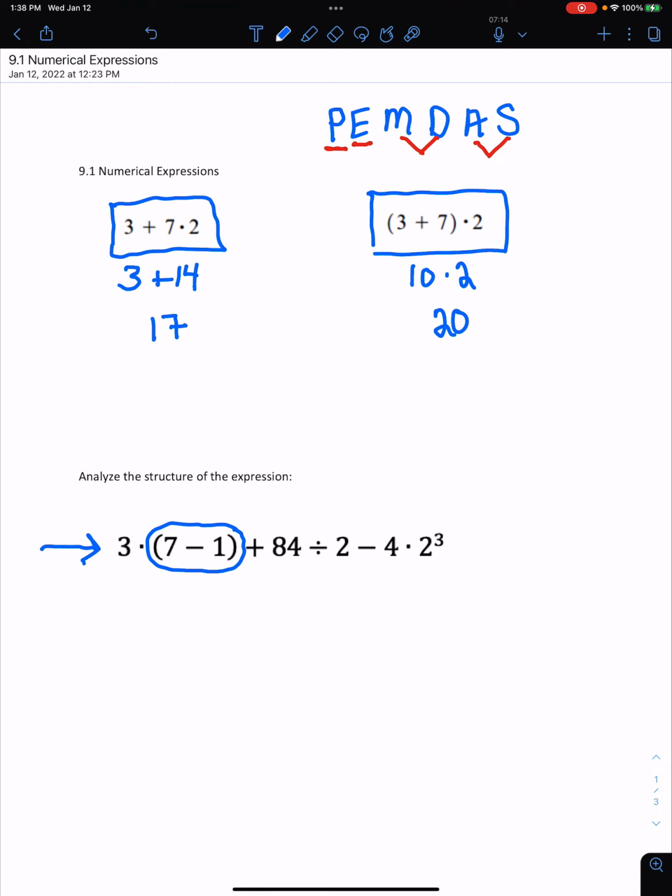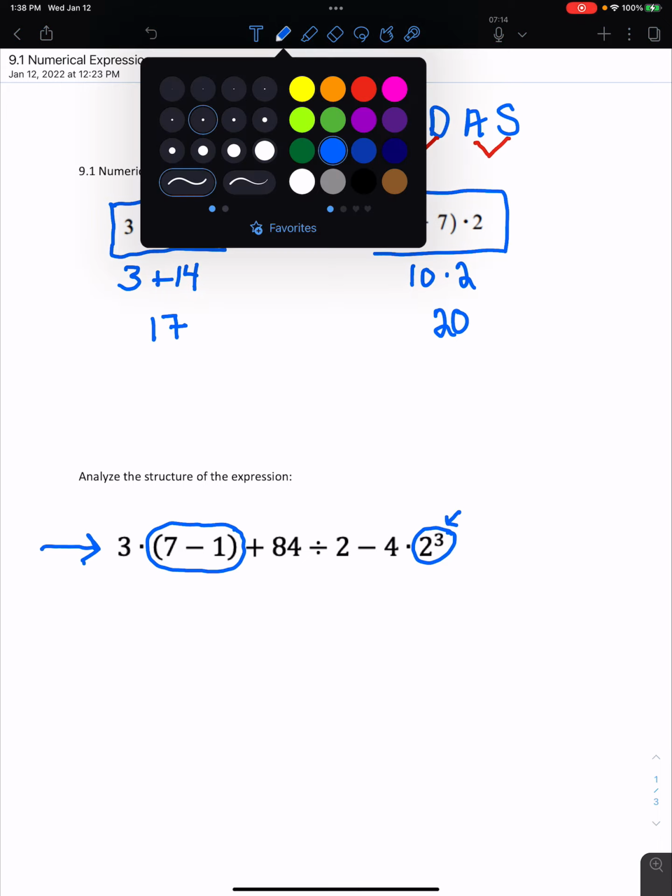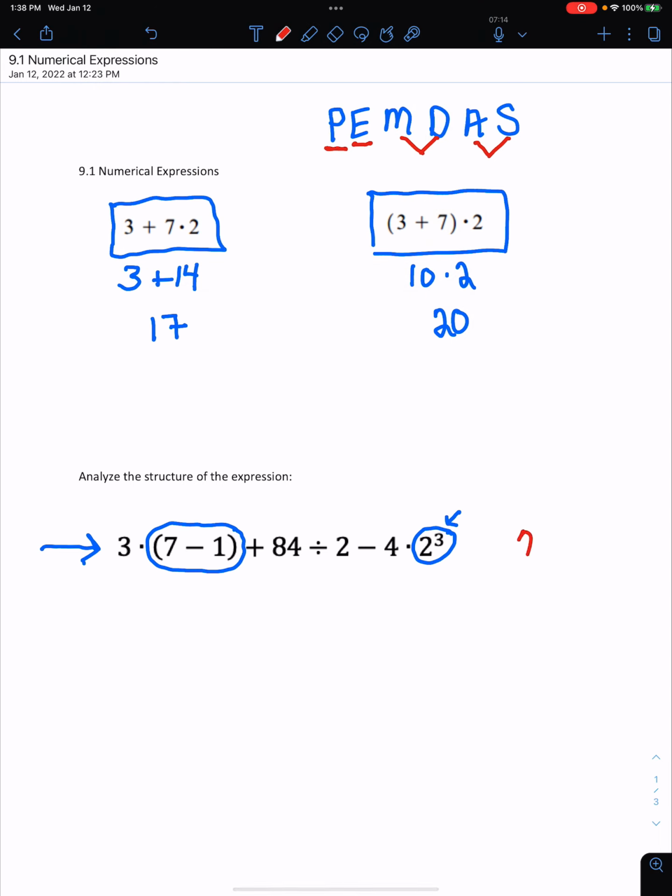The next thing that I'm going to evaluate are exponents. And I do see an exponent here. The exponent is 3. So that means that 2 to the third power is the same as saying 2 times itself 3 times. Okay, so be careful of that.